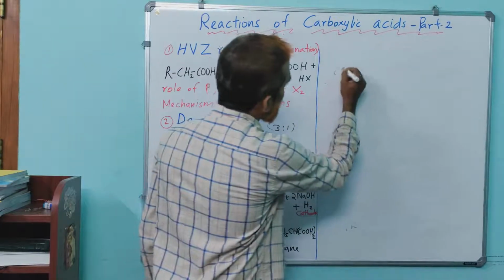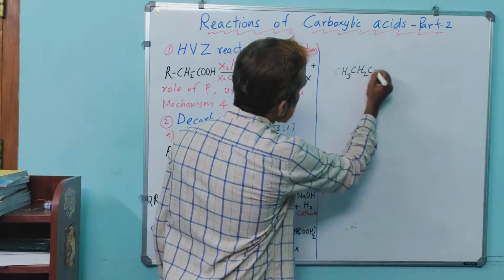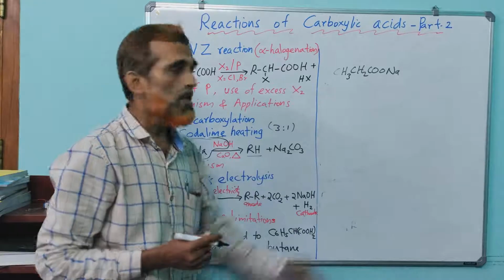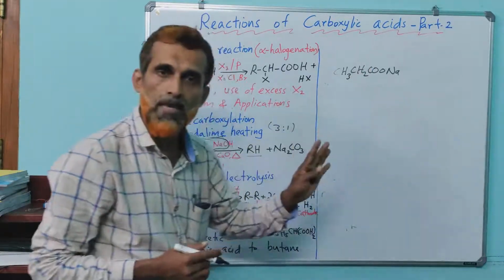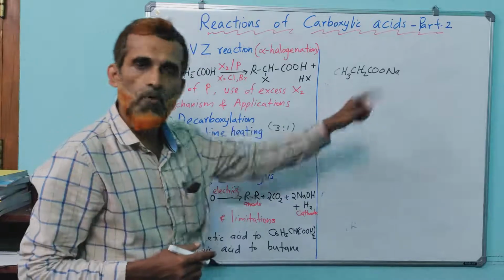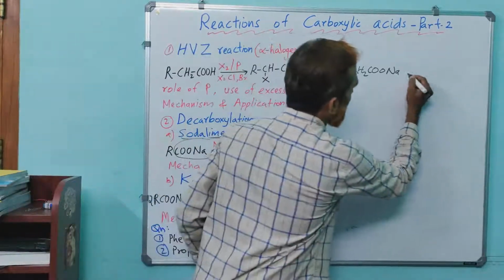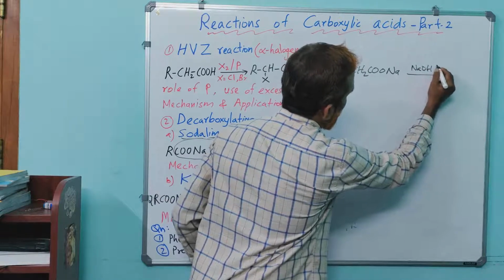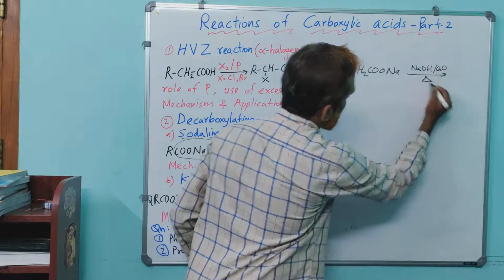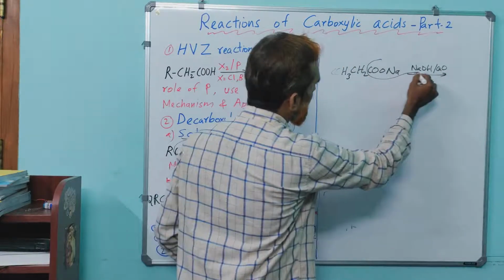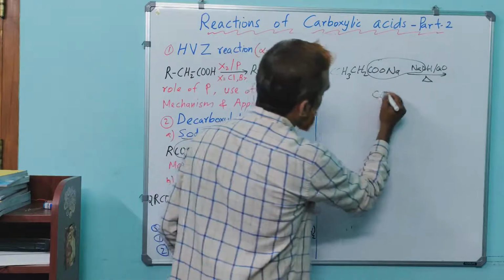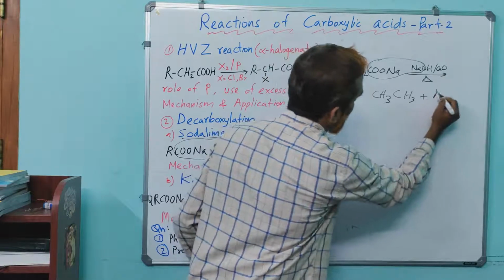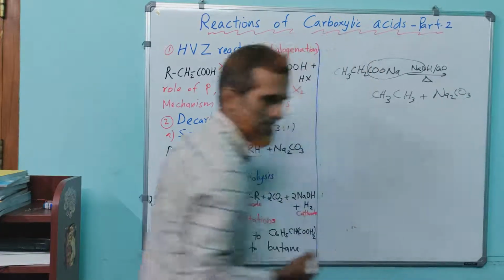For example, CH3CH2COONa. So for this you need sodium salt of the acid. If you have the acid only, of course it will react with NaOH and form sodium salt. Doesn't matter. So this is heated with soda lime, NaOH and calcium oxide, heating. So what happens? As I said, this is what happens. What is the product here? You get CH3CH2H, that is ethane, plus sodium carbonate. So this is soda lime heating.